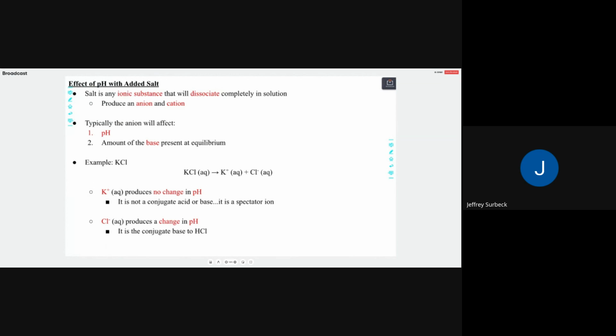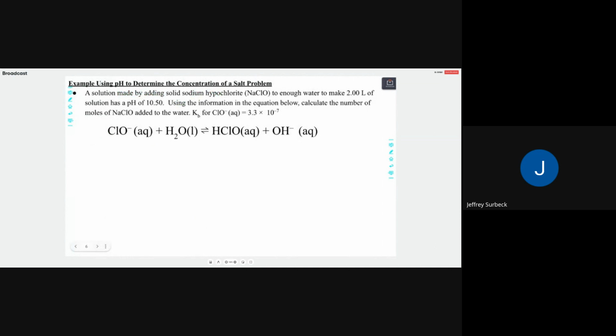All right, so last problem of the day here. I'm going to highlight some things before we really get going, so just hold tight here. We have solid sodium hypochlorite, NaClO, and we dissolve it in enough water to make 2 liters of a solution. At the end of the day, we want that solution to have a pH of 10.50.